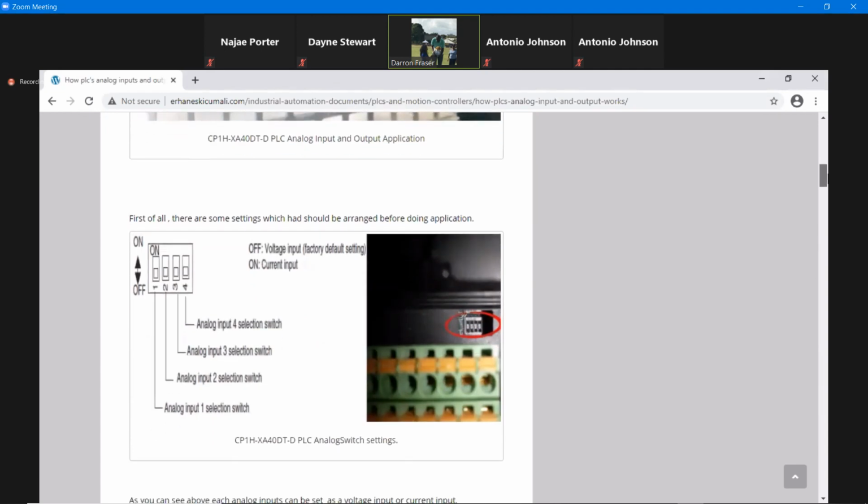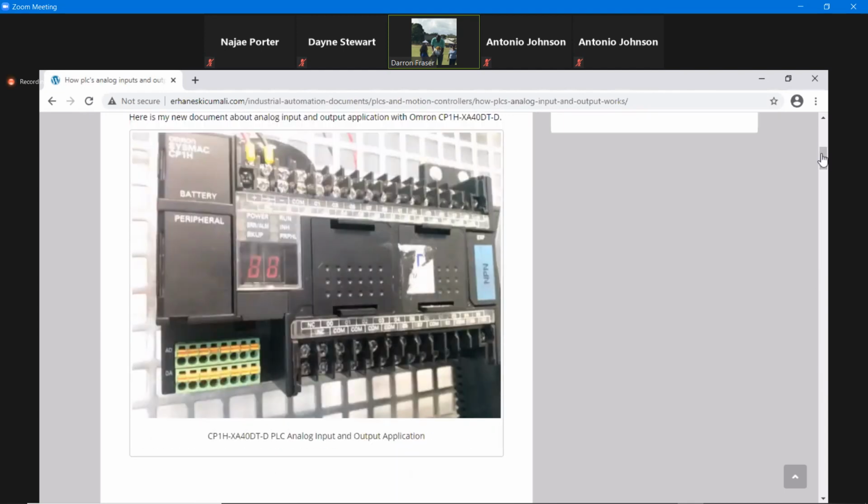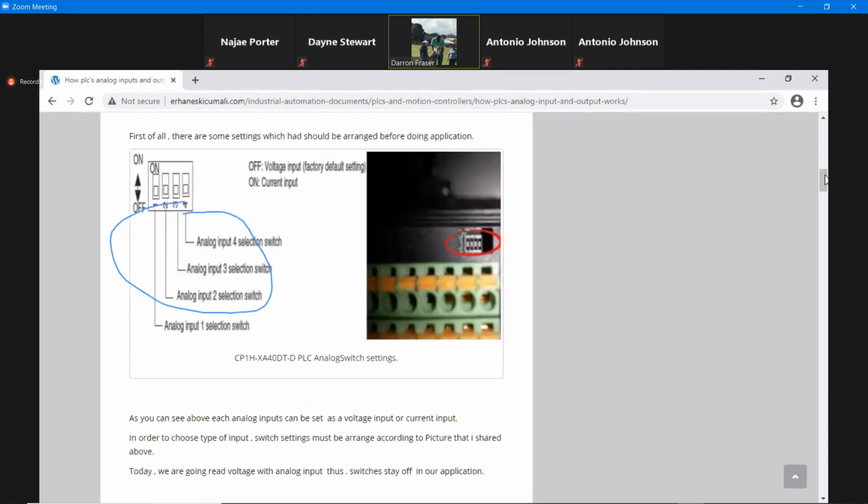So the next part that we need to talk about when we're doing analog input is that we have to open this section here that you see that says peripheral. You have to open this section, and then what you will see is a set of very small switches that are in red, that you have to set to say whether it is voltage or current for each of the following inputs. You'll notice that it says off is a voltage input, and on is if you have a current input.